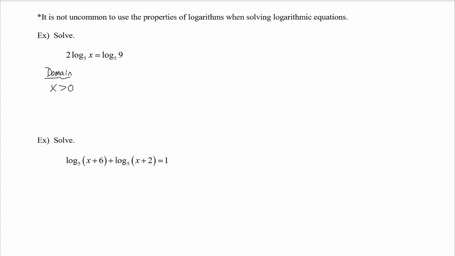Okay, now we know our domain. So now let's take this 2 and move it up to the exponent on the argument. So this would be log base 5 of x squared equals log base 5 of 9. But notice the left side is a log base 5 and the right side is a log base 5. The only way that two logs that are both base 5 could be equal to each other is if their arguments are equal. So x has to either be -3 or 3. But remember, my domain is that x has to be positive. So my only answer is 3. -3 is extraneous.